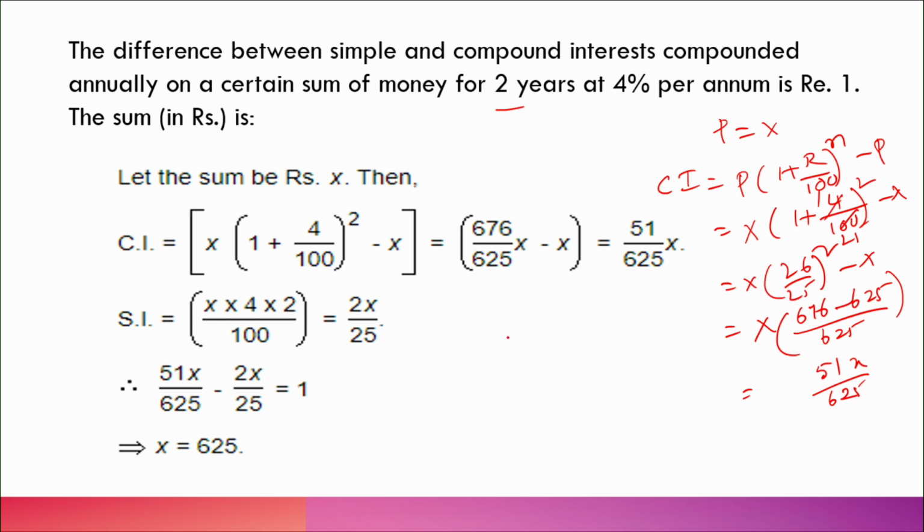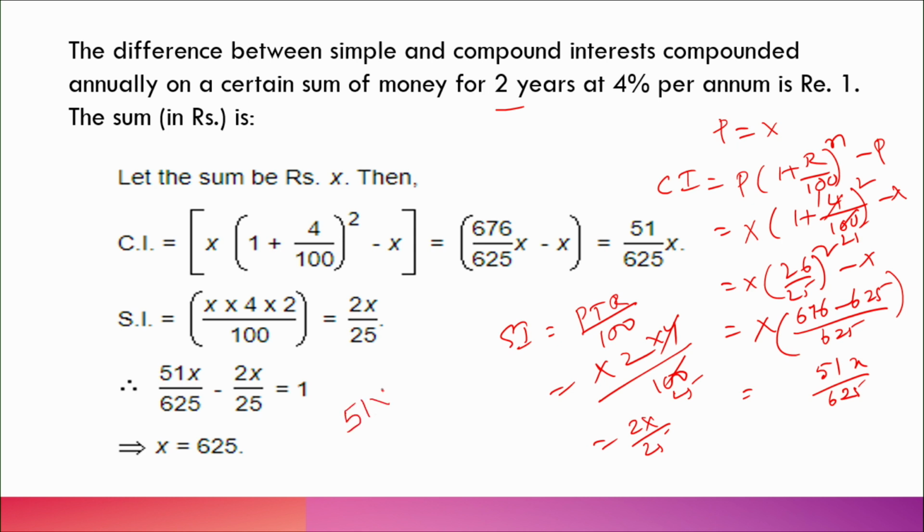Now we are going to calculate the simple interest. Simple interest is PTR by 100, as you know it. P is how much? x, T is for 2 years, R is 4, and by 100, correct. So, that means 8 by 100, 25 is, means it is 2x by 25, correct.